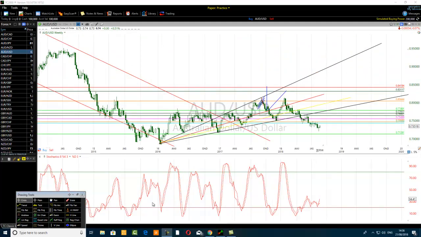So here, it's a bit messy. Can we call this a head and shoulder chart pattern? Can we call this the head? Can we call this the right hand side shoulder? Can we call this the left hand side shoulder?